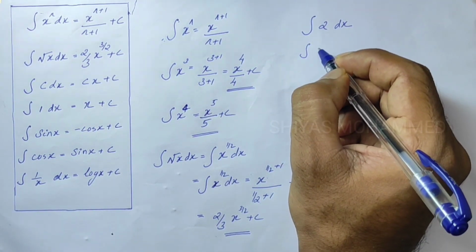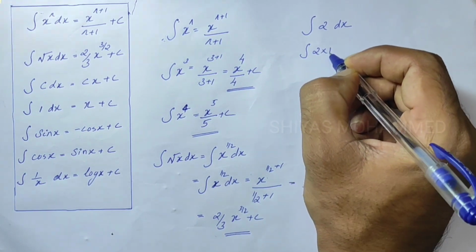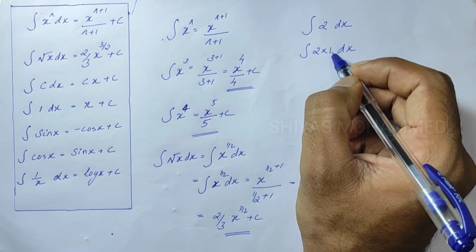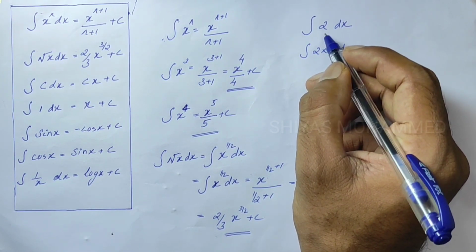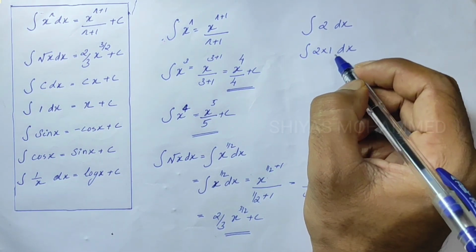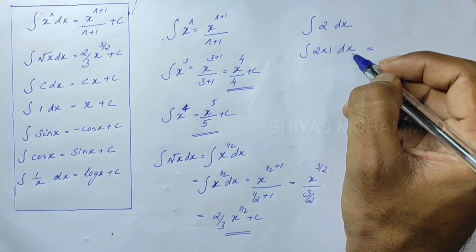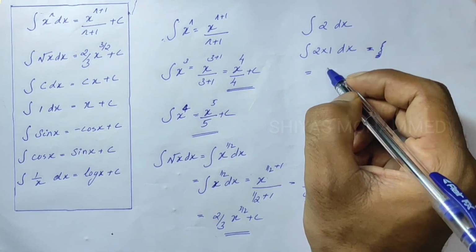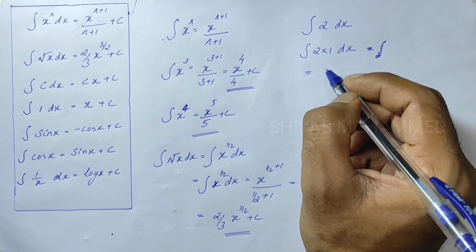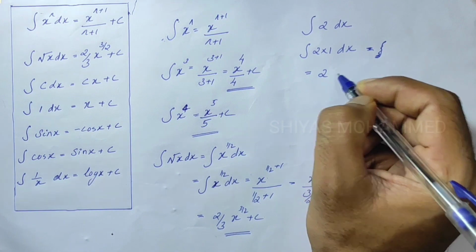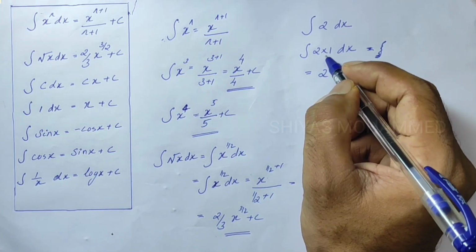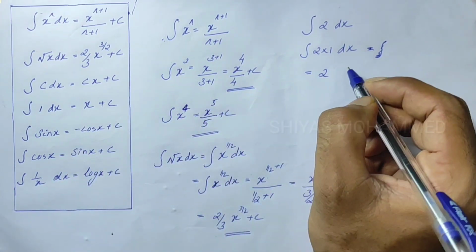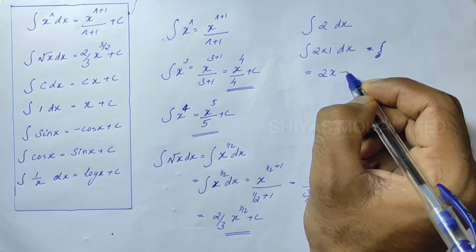So we can write 2 as 2 into 1 into dx, because if we multiply any number by 1, we will get the same number. So the integral of 2 I can write as 2 into 1 dx, and keep in mind that here I am integrating with respect to x. Here 2 is a constant, so I write it as such, and the integral of 1 is x if it is with respect to x. So we can write x plus c.